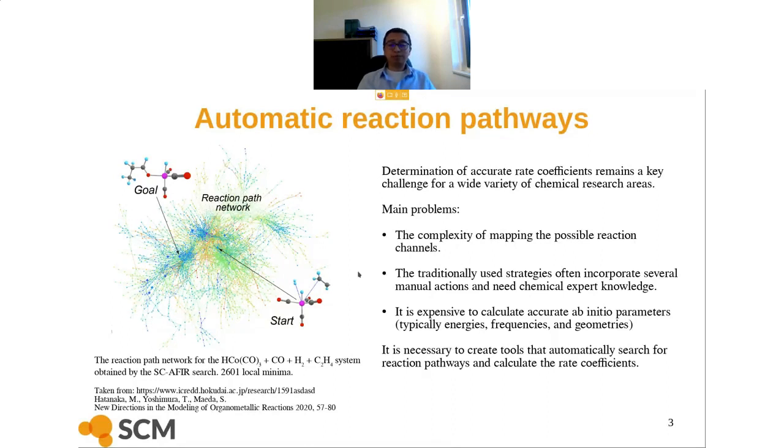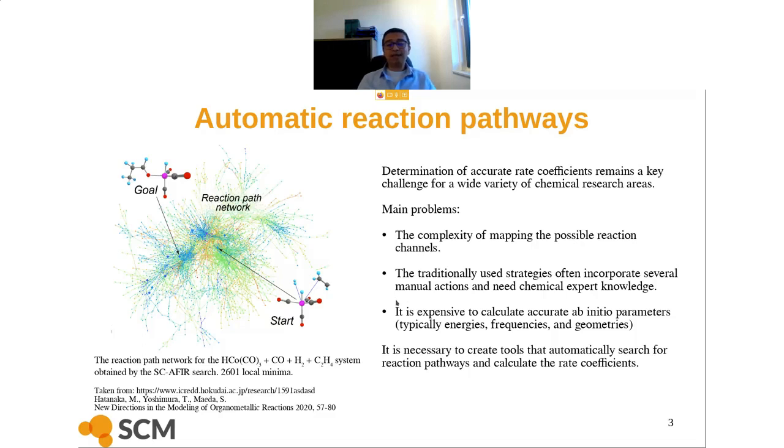The second one is that traditionally the way to proceed is to incorporate manual strategies, trying to use chemical intuition to design reactions. So you need really great chemical knowledge for that. The problem with that is that you are going to bias your results. Probably you are going to obtain what you were trying to see, and that's a huge problem.